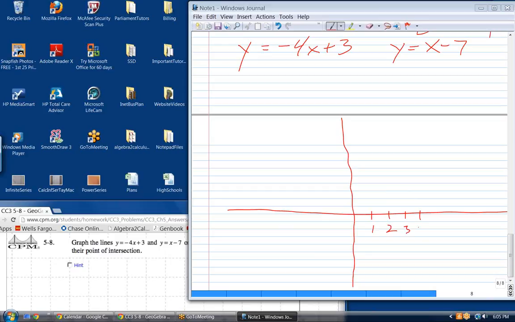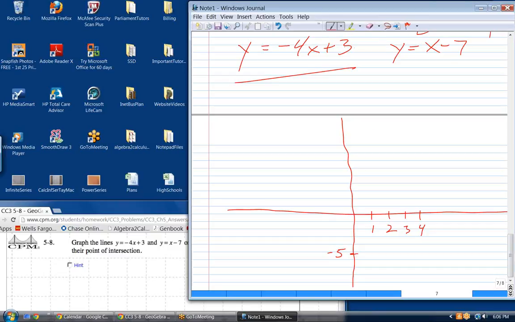1, 2, 3, 4, and 1, 2, 3, 4, 5. Let's make our grid look like that. Okay, how do we plot the first one? How do you plot a linear equation? Wouldn't you do 0 at 3?